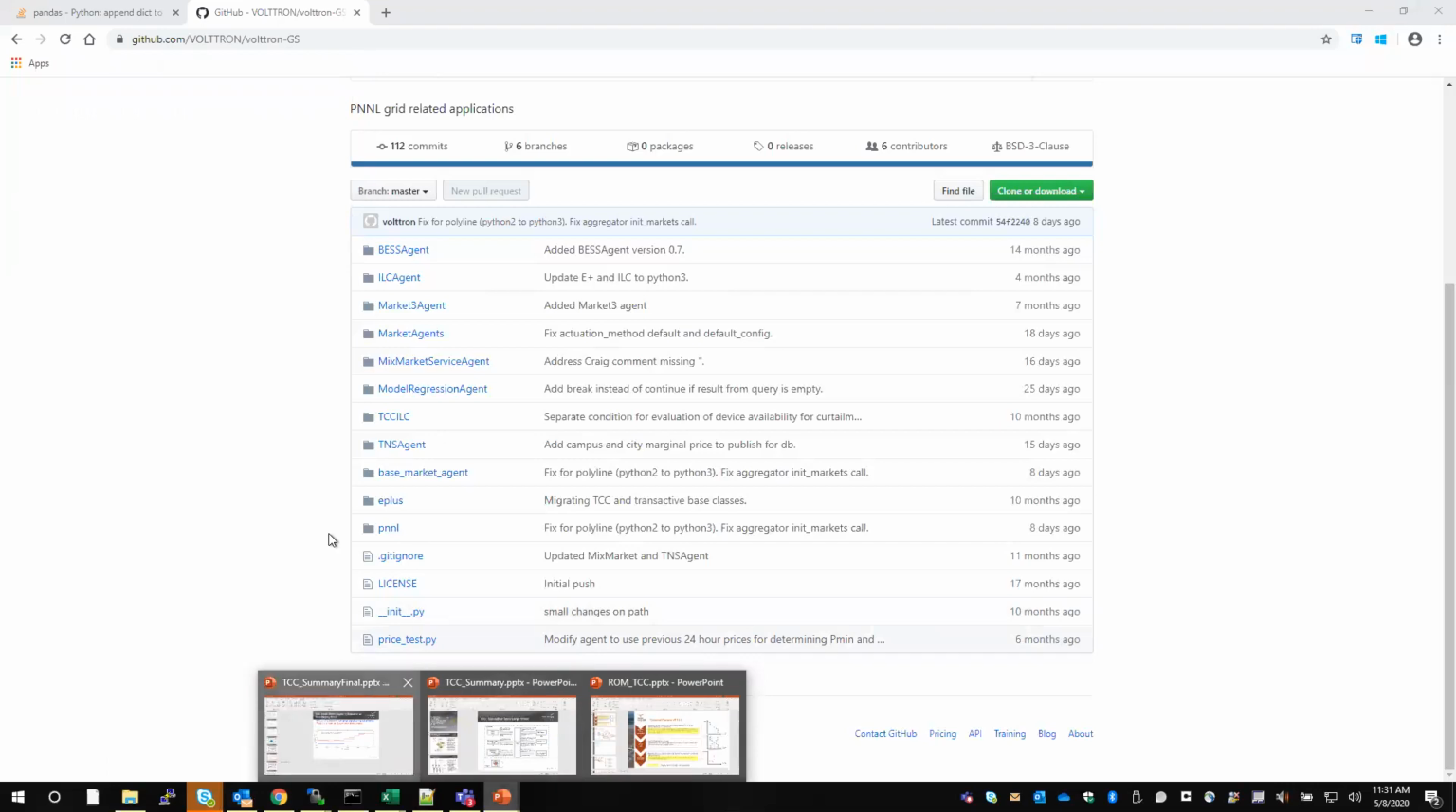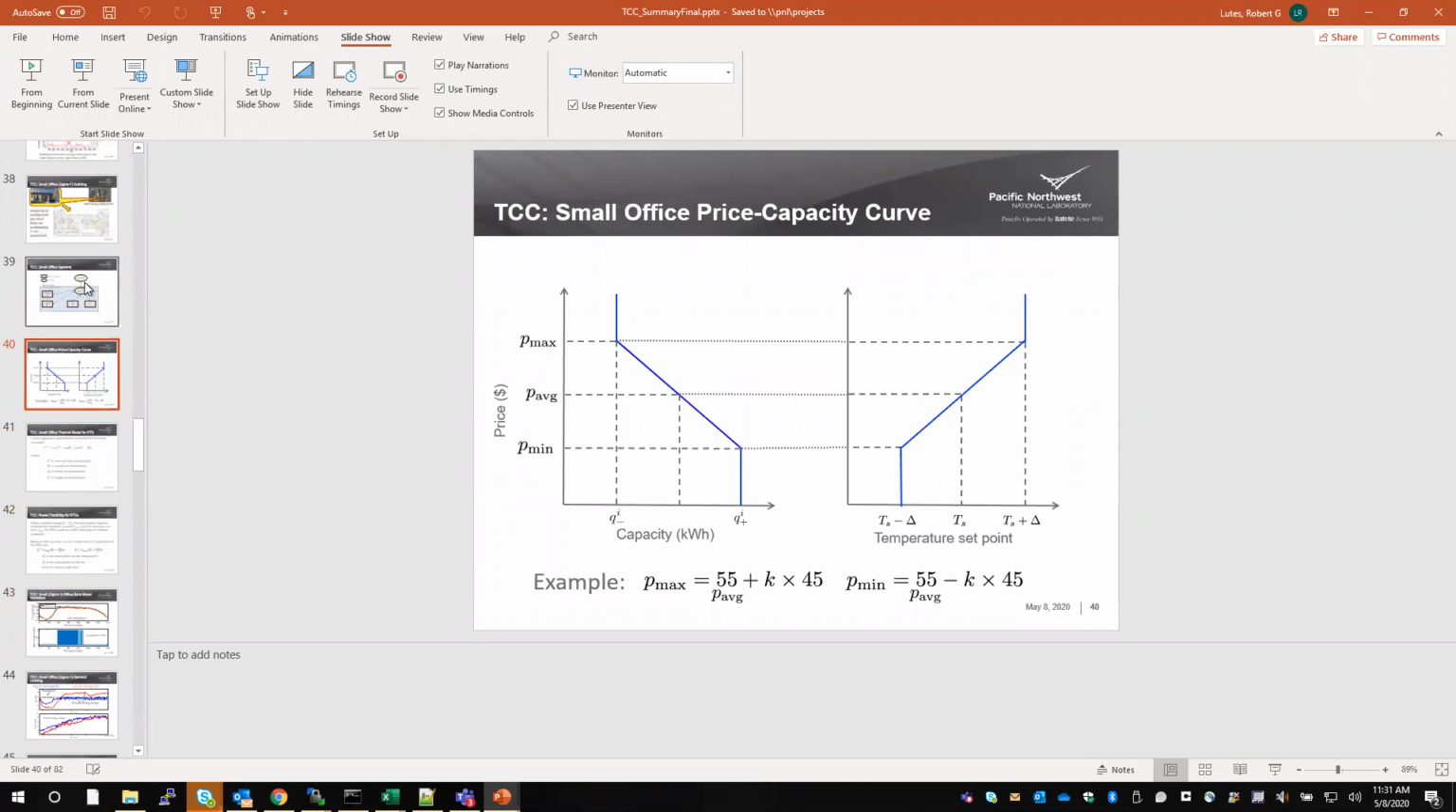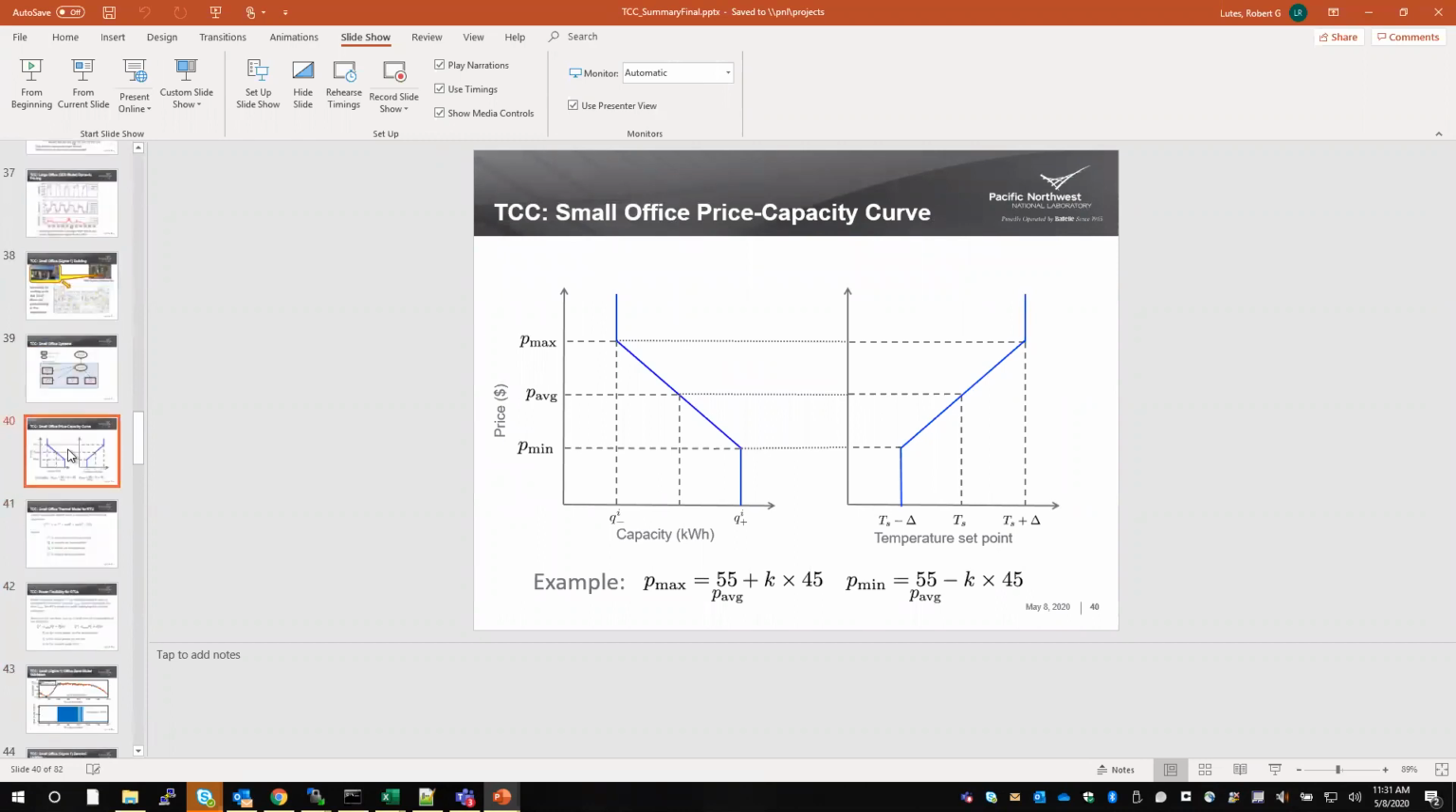Sure. Which price capacity? This guy? Anyone, yeah. Okay. Yeah, there you go. So let me get rid of my, okay.